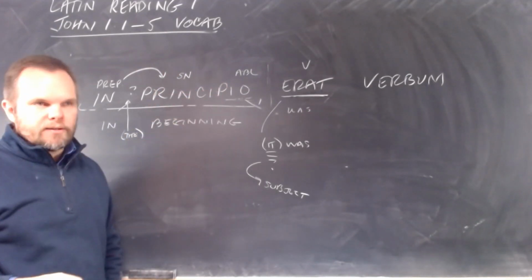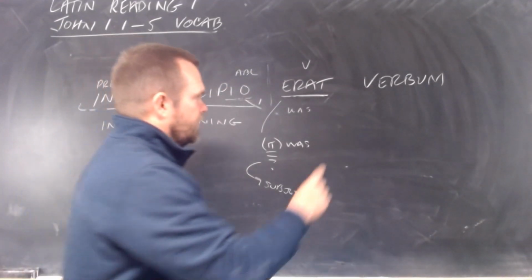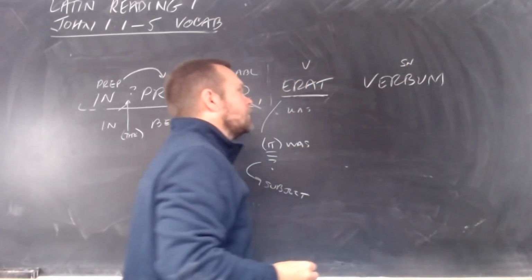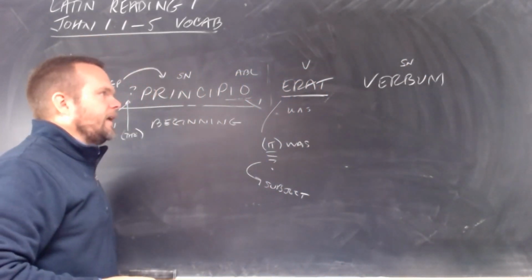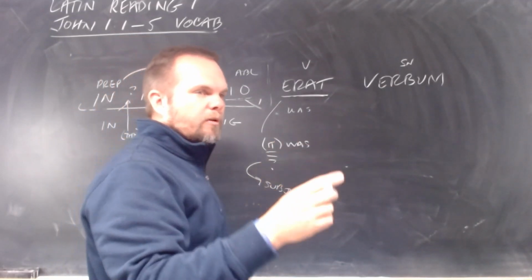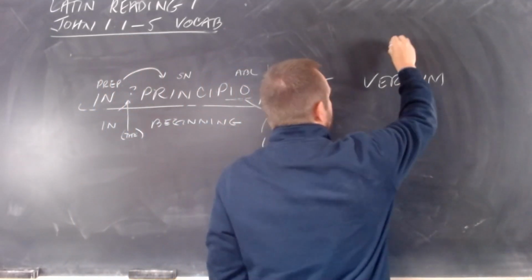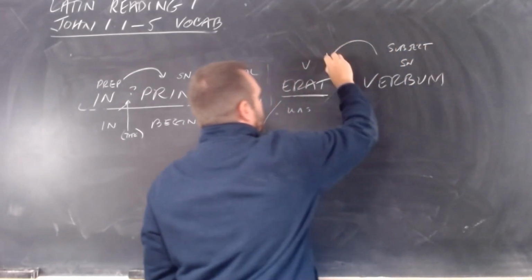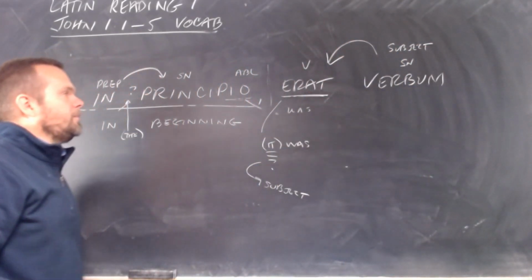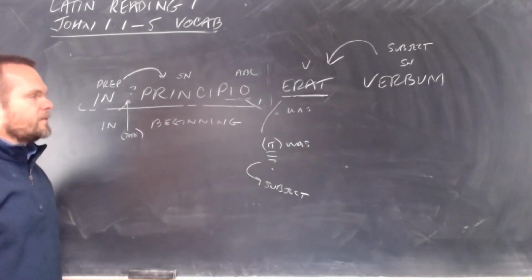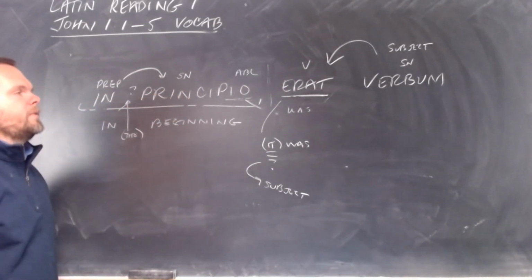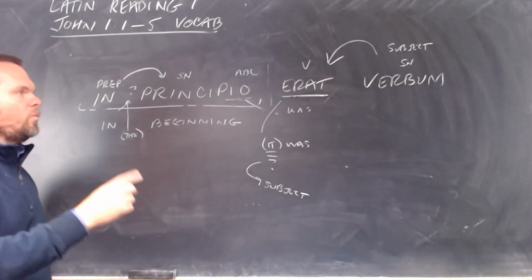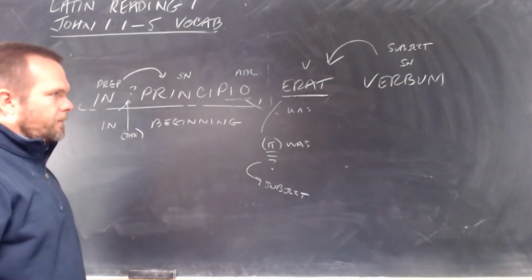Verbum was. All right? So verbum is a substantive noun, but even more importantly, verbum is the subject. Verbum is the subject of the verb erat. Verbum is what we're talking about in this sentence. In the beginning was the Word.